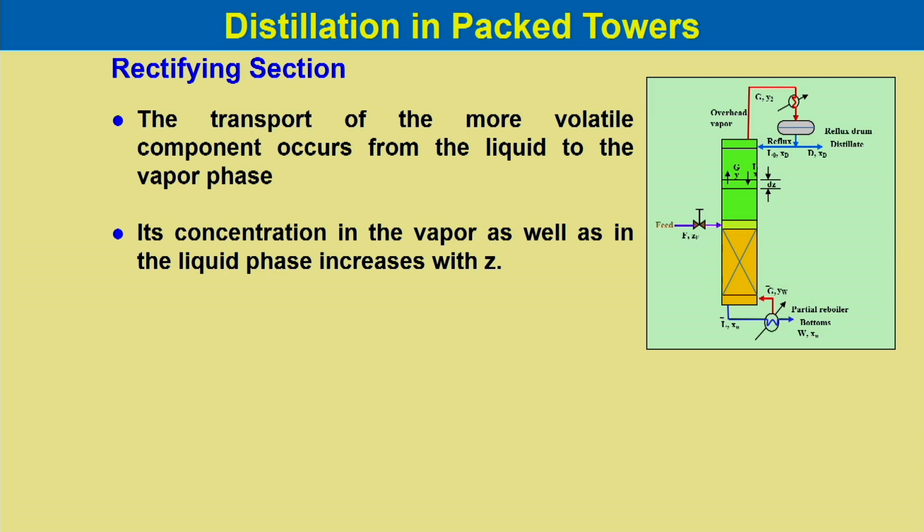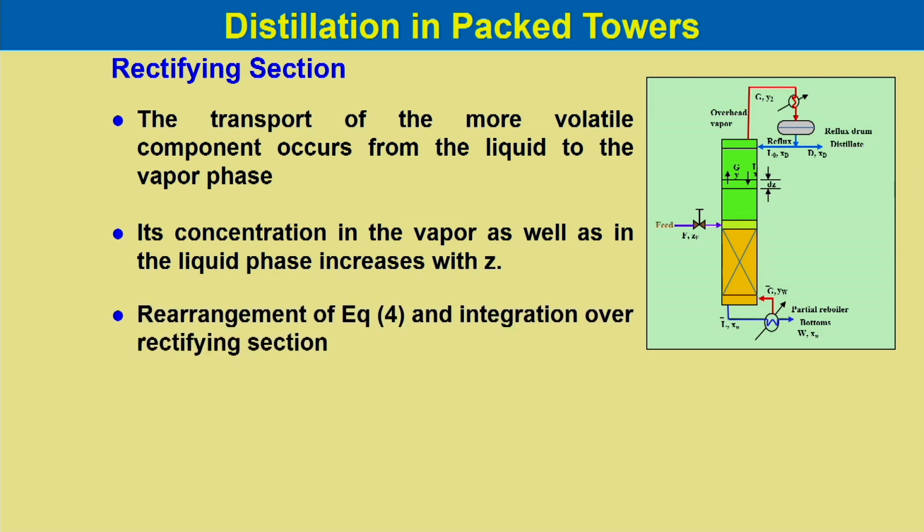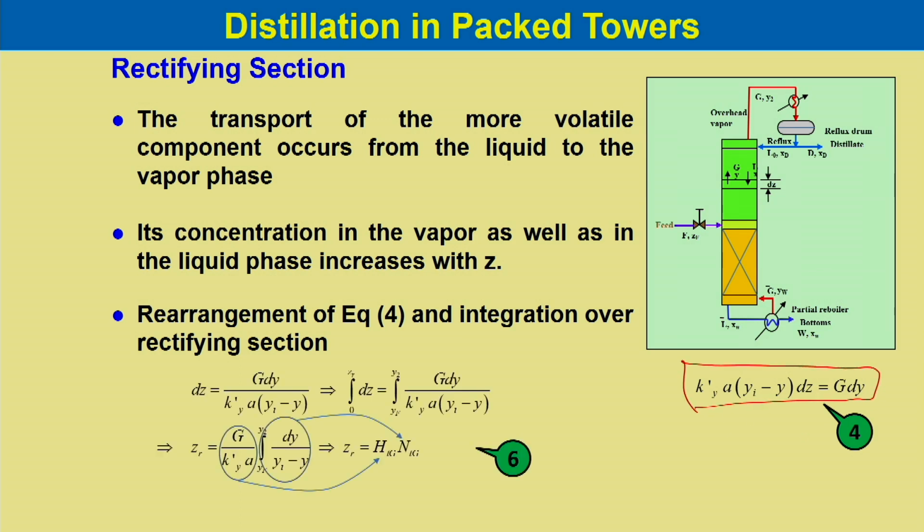Its concentration in the vapor phase as well as in the liquid phase increases with Z. Now, if we rearrange equation 4 and integrate over the rectifying section, that is from 0 to Zr dz, where Zr is the height of the rectifying section, the packing height, it is equal to the integral from yf to y2, where yf is the concentration of the feed, of G dy divided by Ky dash A into yi minus y.